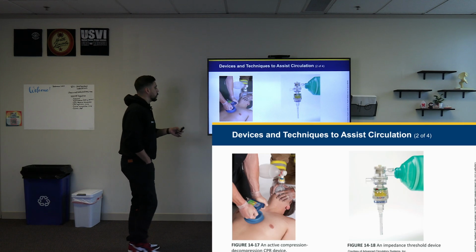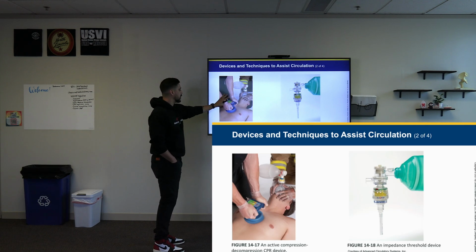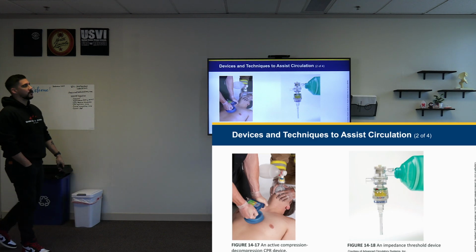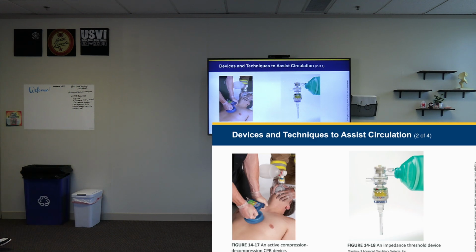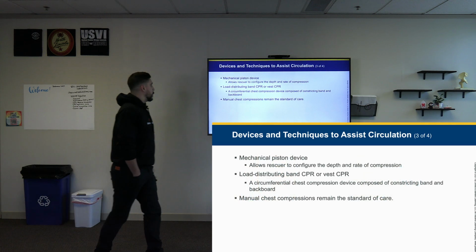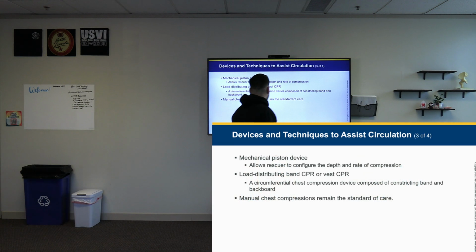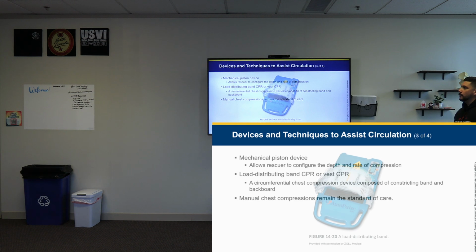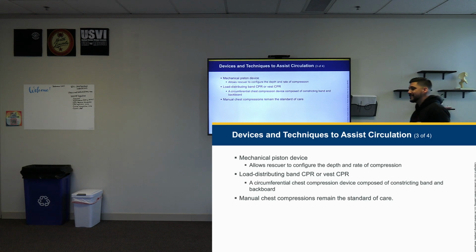So here's an active compression-decompression CPR device. Once again, it works great. It's kind of a plunger, but if we don't have it, not a big deal. We can make sure that we have the high quality hand CPR, the gold standard. There's that impedance threshold device. Now there are mechanical piston devices as well, which allow the rescuer to configure the depth and rate of the compression. One of the most common ones used around is the Lucas. The Lucas is a heck of a device.